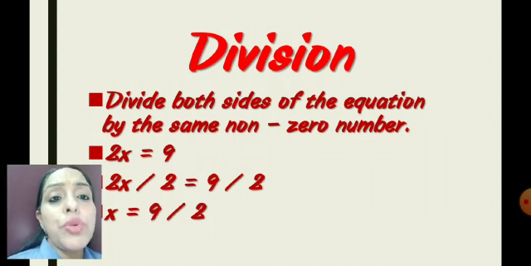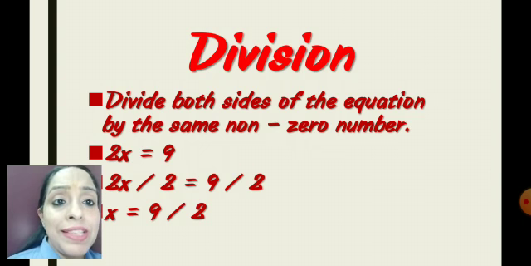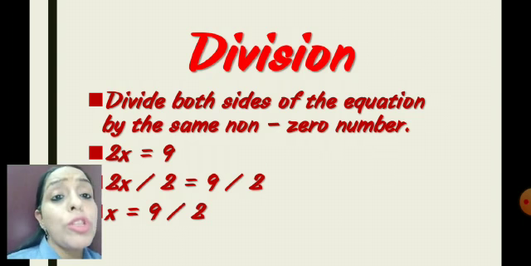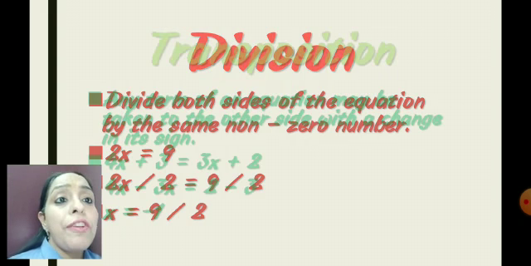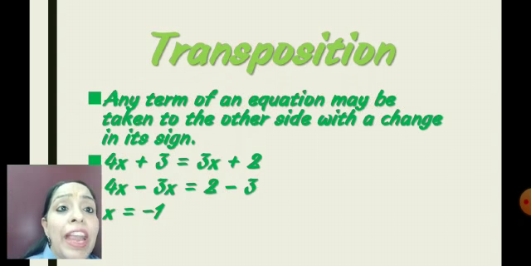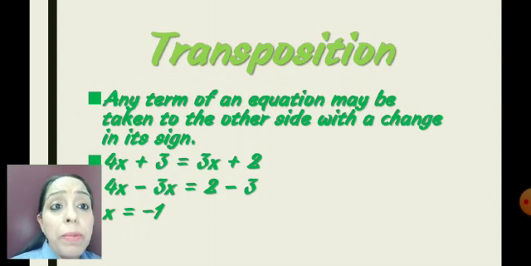On the left hand side, 2x upon 2. When I am solving, 2 divided by 2 is 1. So on the left hand side only x is left. On the right hand side, 9 upon 2. I can write 9 upon 2, or I can write it in decimal form also when I am dividing it.